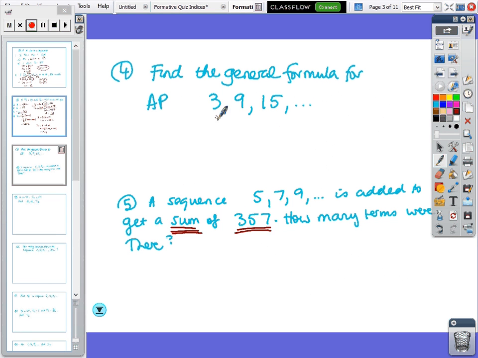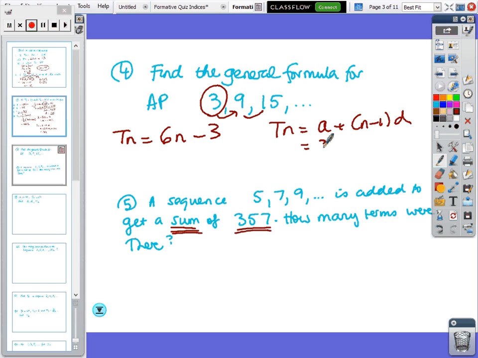Okay, we're back. So the difference is 6. So straight away we know the answer is 6n, and then to get from 6 to 3, you get minus 3. I'll do it the slow way, for those people who like the slow way. A is 3, the difference is 6, so 3 plus 6n minus 6 equals 6n minus 3. Same answer.